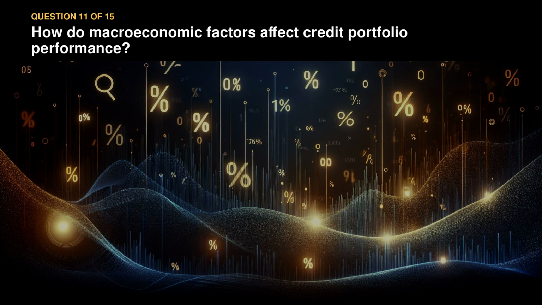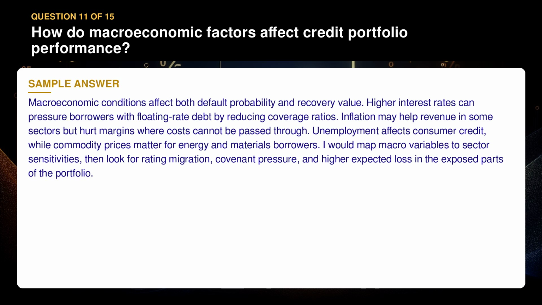Question 11. How do macroeconomic factors affect credit portfolio performance? Macroeconomic conditions affect both default probability and recovery value. Higher interest rates can pressure borrowers with floating rate debt by reducing coverage ratios. Inflation may help revenue in some sectors, but hurt margins where costs cannot be passed through. Unemployment affects consumer credit, while commodity prices matter for energy and materials borrowers.